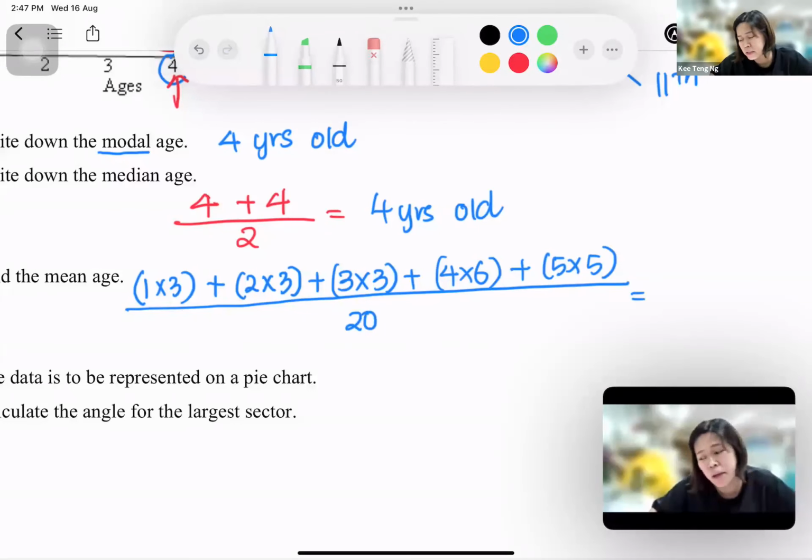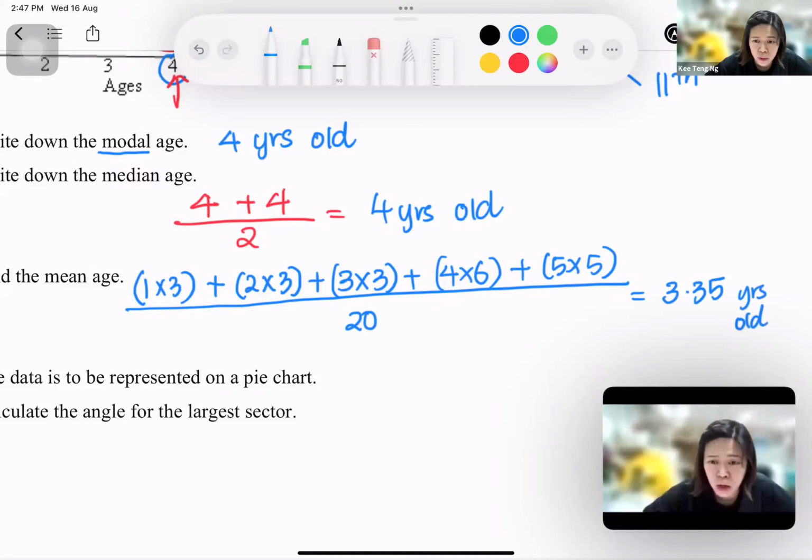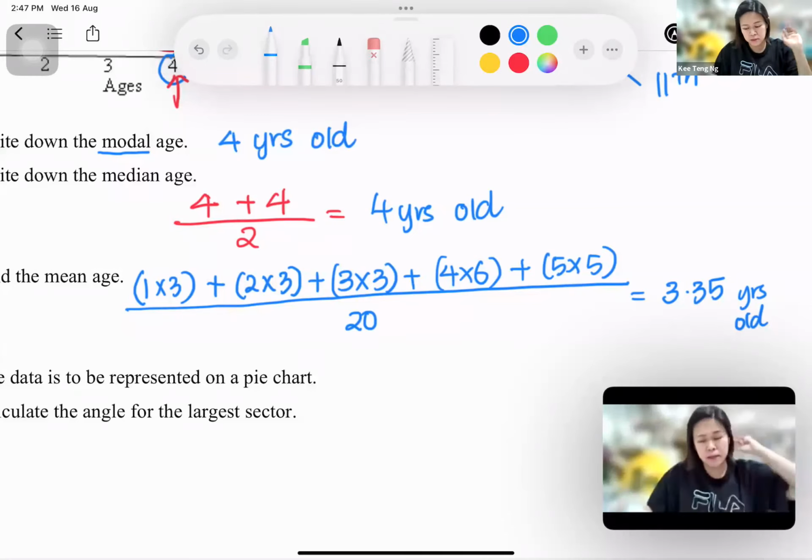Okay, if the number is not exact, doesn't matter. You still use the answer, but just that you round off the answer to 3 significant figures. But if you can get the exact actual answer, I will advise you to write the exact answer. Whether it is a fraction or decimal, whichever, as exact, as accurate as possible. So in this case, I got 3.35 years old. Please do not round up or round off the number when they never ask you to do anything like that. Okay, so leave it as 3.35.